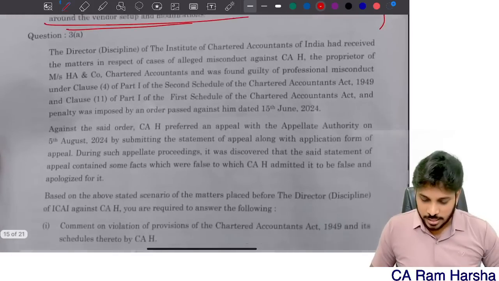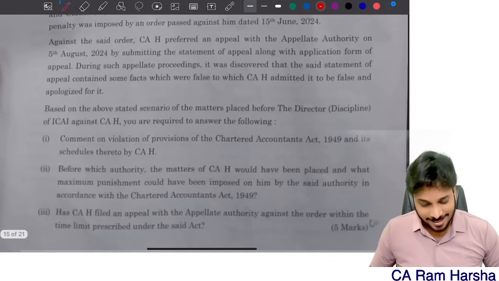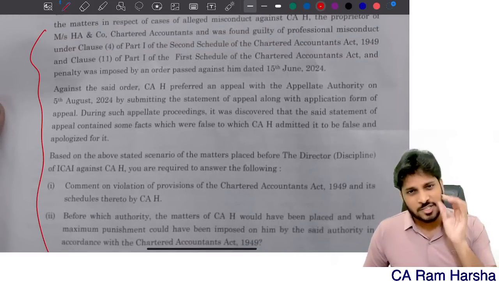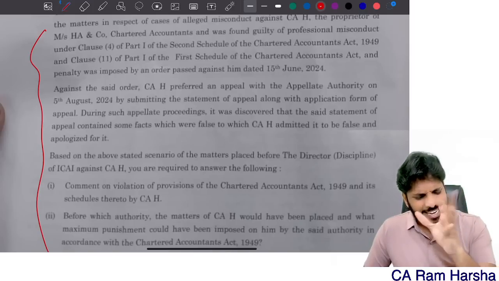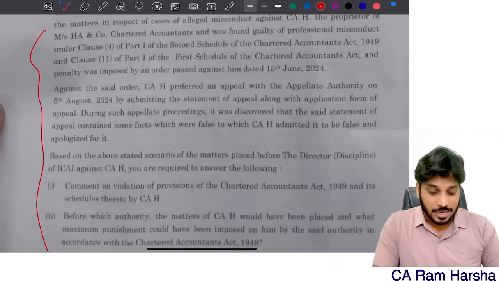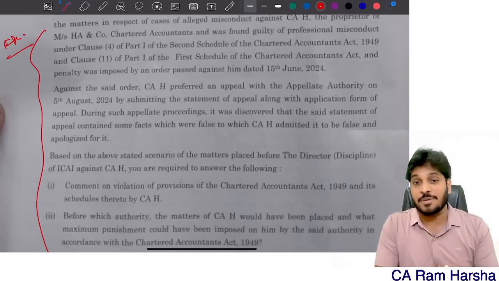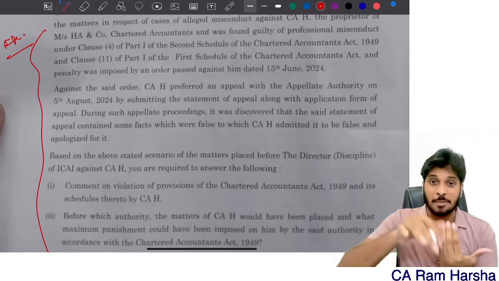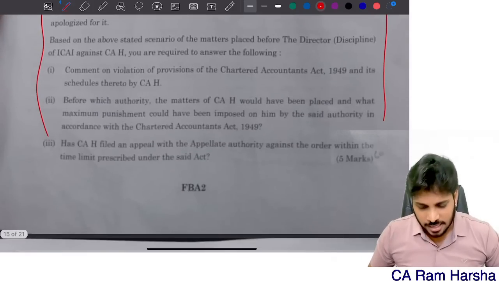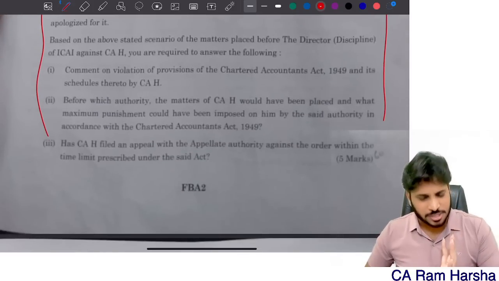Next, 3A. This is regarding an unexpected question, but many of you would have at least paid some attention to it. In the institute book, there is a diagram in the ethics chapter: disciplinary mechanism, Board of Discipline, Disciplinary Committee, Schedule 1 offense, Schedule 2 offense, reprimanding a member. That one is what is tested. So technically, this question is very easy.